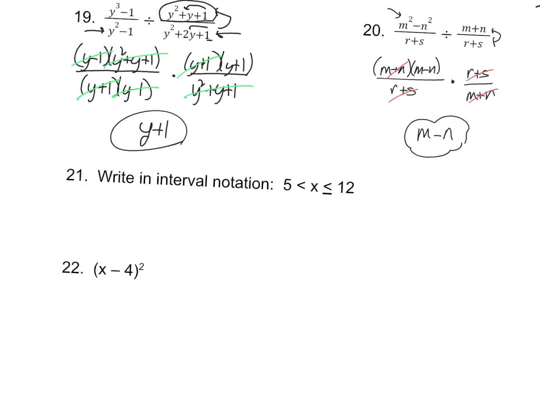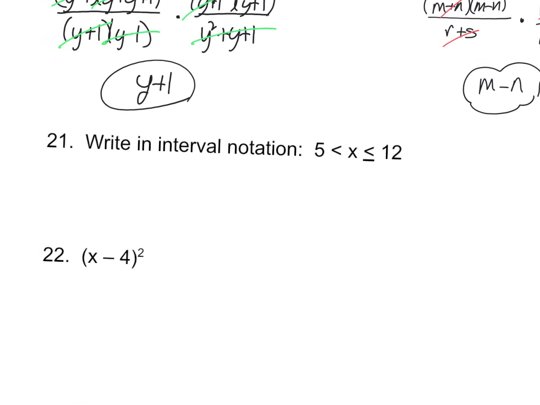2 more. 21, interval notation. I have 5 and 12 here. X is between 5 and 12, so I'm going to put the 5 and 12 with a comma separating them. And because the 5 has no equal sign, it gets a parentheses. The 12 does have an equal sign. It's getting the bracket. That's exactly what it should look like.